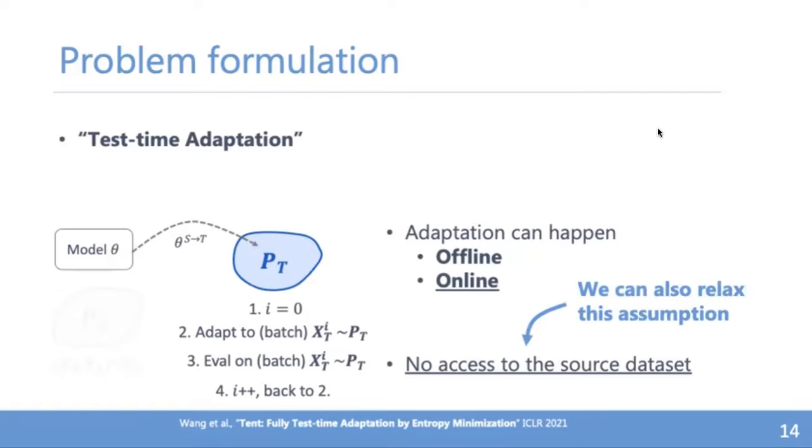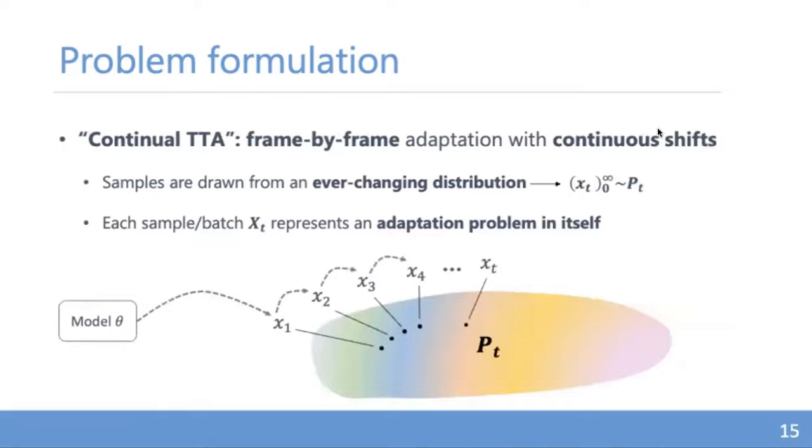Probably you can store your source dataset if this makes things easier for the adaptation. Of course, if testing adaptation happens offline and you also assume access to the source dataset, this just becomes standard unsupervised domain adaptation.